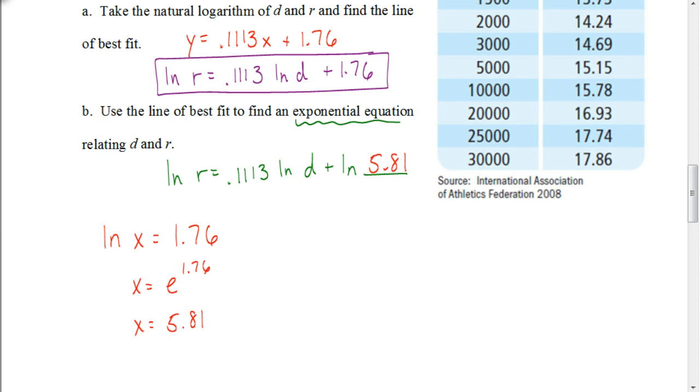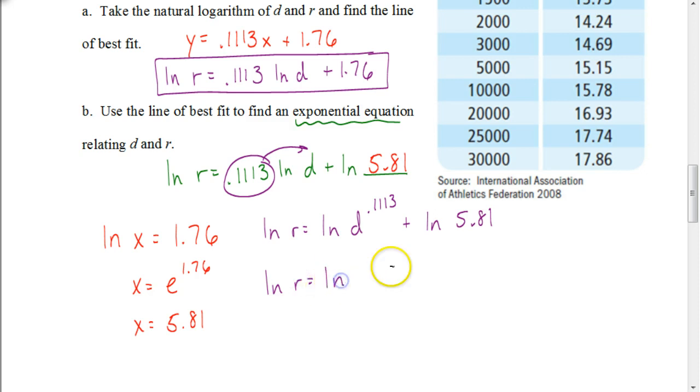So here's what we're going to do. We're going to put 5.81 in there. So if I were to take the natural log of 5.81, I get 1.76. Now why is this necessary? Well, because we want to write this as a single logarithm. And that 0.1113 is an exponent, remember, for that d. So I'm on the track to write this as a single logarithm. So now I want to combine this as a single logarithm on the right side by multiplying these two values. So it's going to be d to 0.1113 times 5.81.